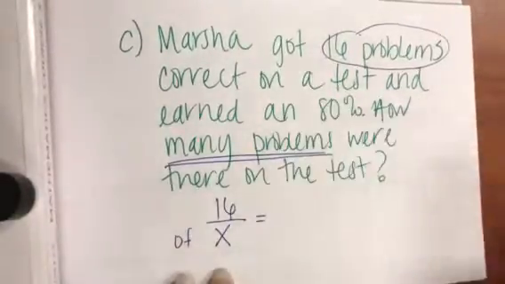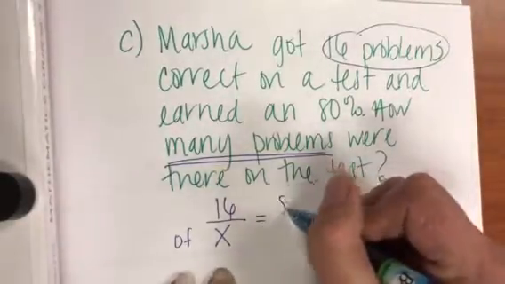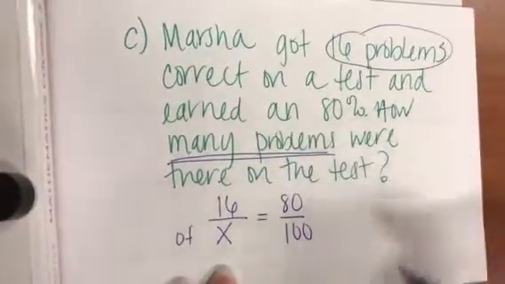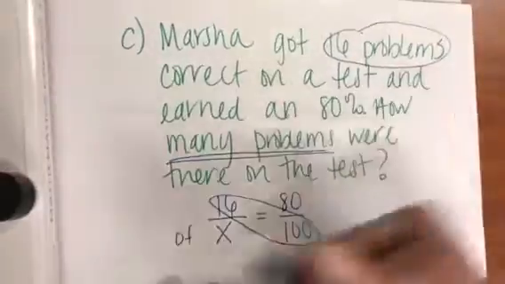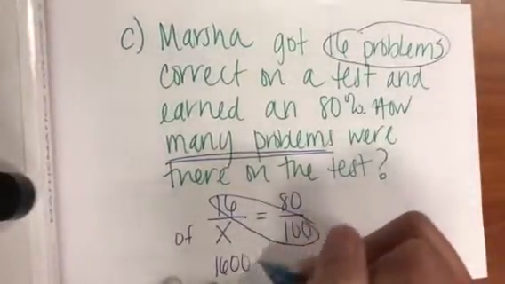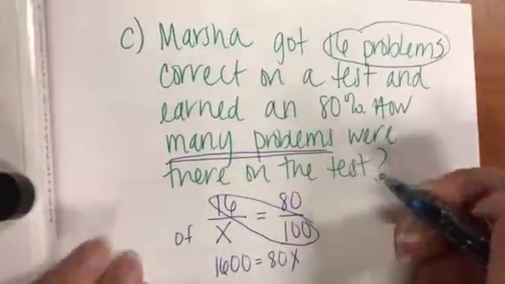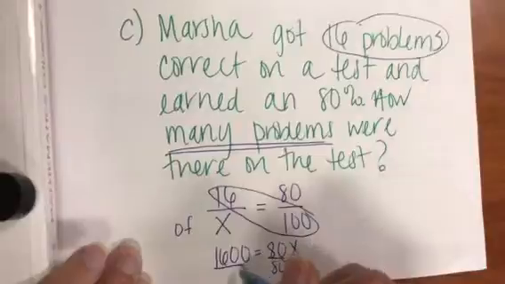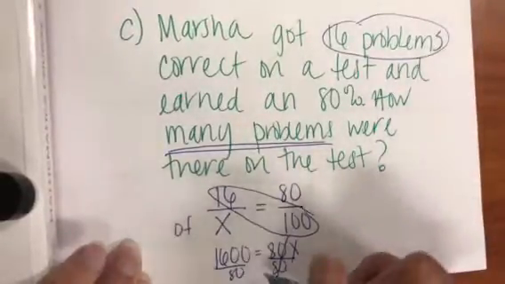Well, it's a percentage. So where does percent always go? It goes above the 100. So 80 over 100. Okay, so I'm going to do my cross product, cross multiply and divide. So 16 times 100 is 1600. And then 80 times x is 80x. Now that we've got that done, we're going to divide by 80 on each side. I'm going to do 1,600 divided by 80.